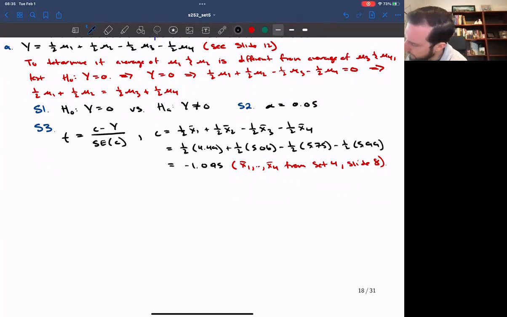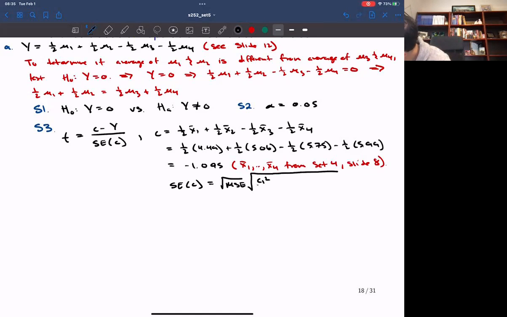All right, so the standard error of c is going to be the square root of the MSE multiplied by the square root of c1 squared over n1 plus c2 squared over n2 plus c3 squared over n3 plus c4 squared over n4.